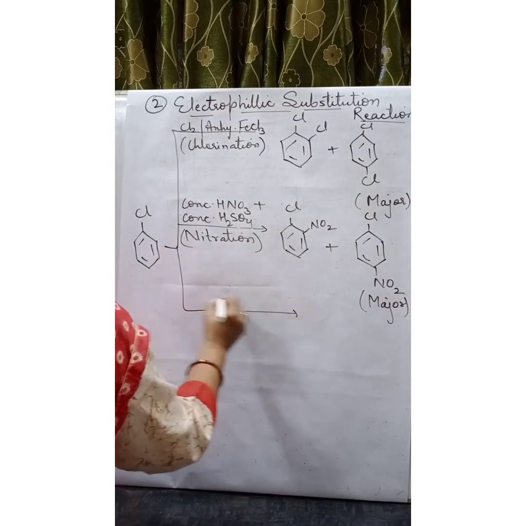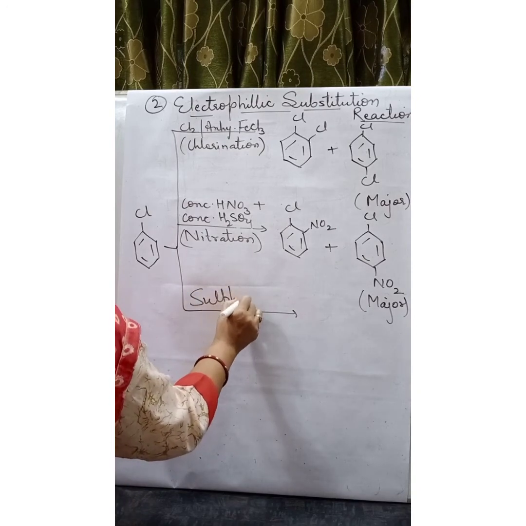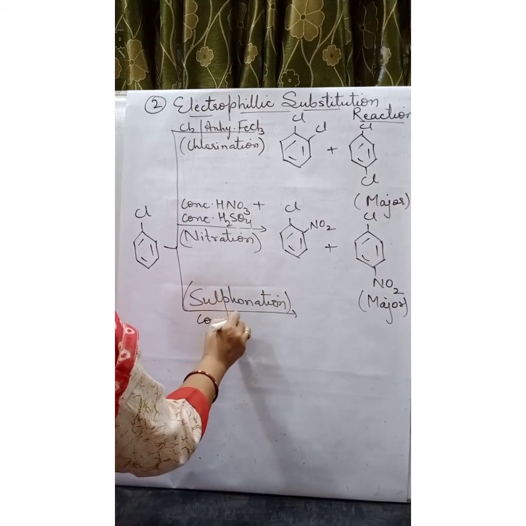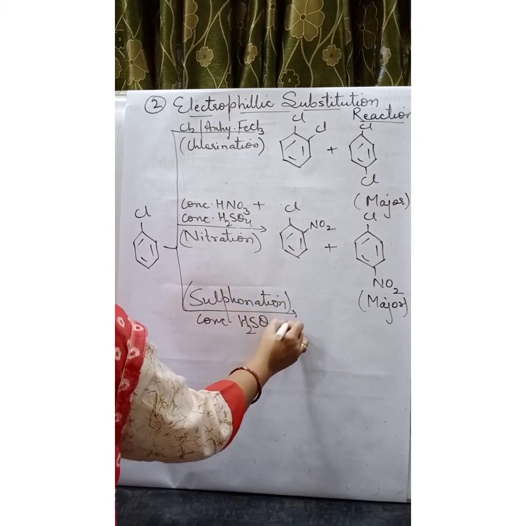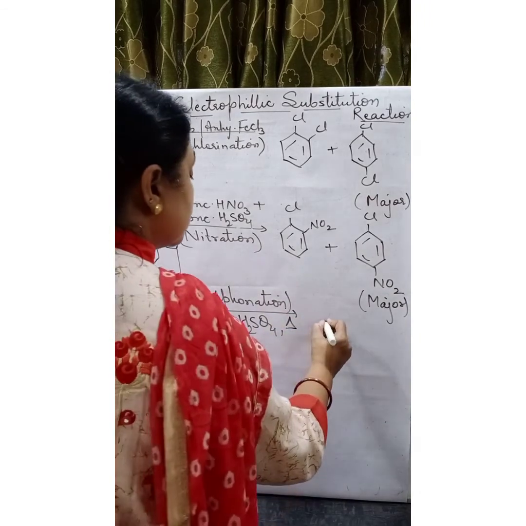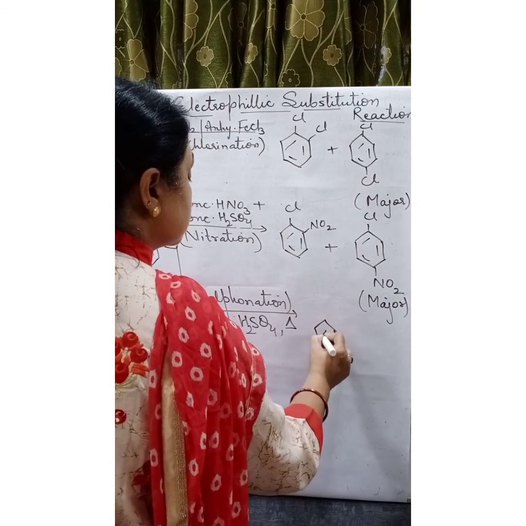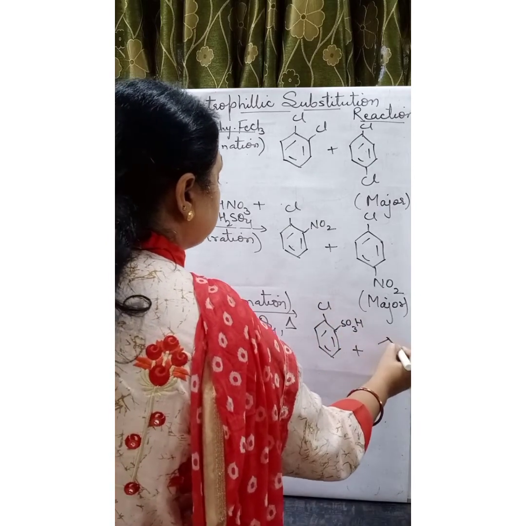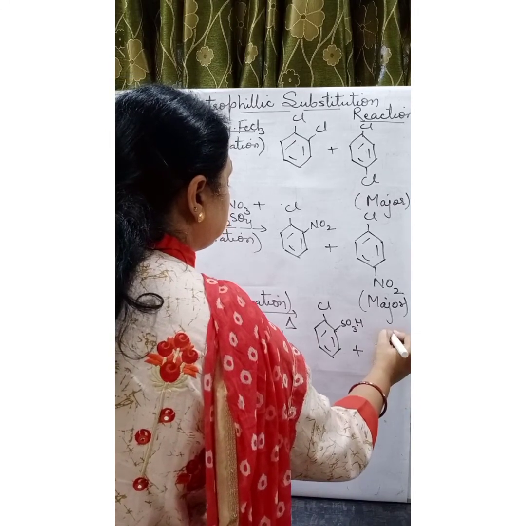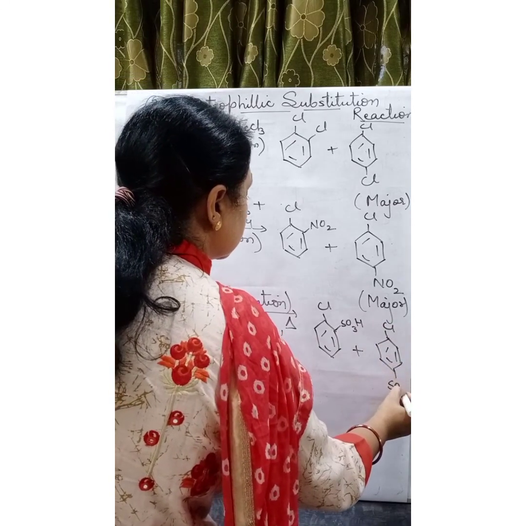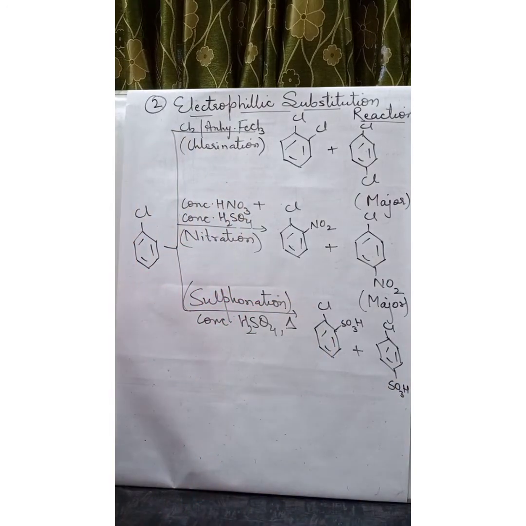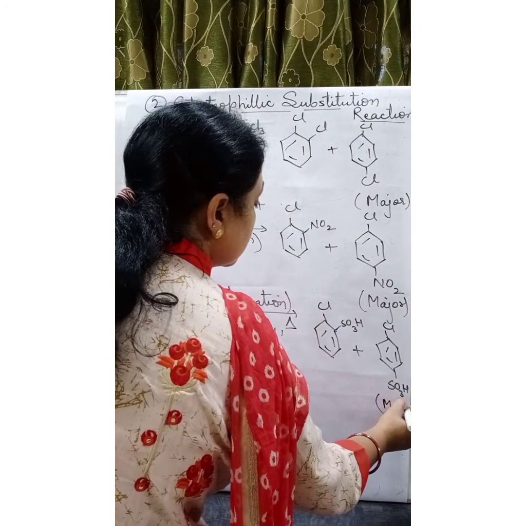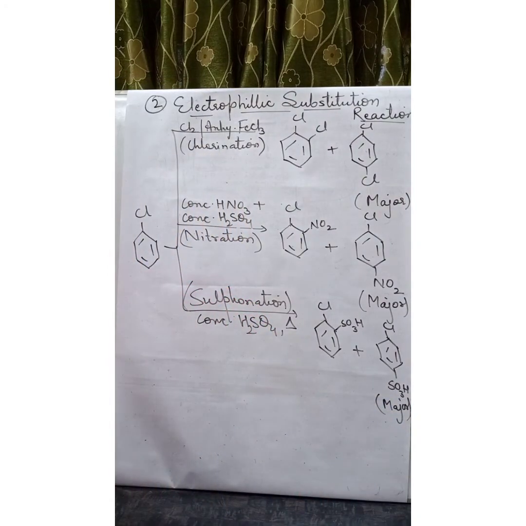We can carry out sulfonation by heating in presence of concentrated H2SO4. So the SO3H group gets introduced at ortho and para positions. So this is 2-chlorobenzene sulfonic acid and 4-chlorobenzene sulfonic acid, out of which the para product is the major product.